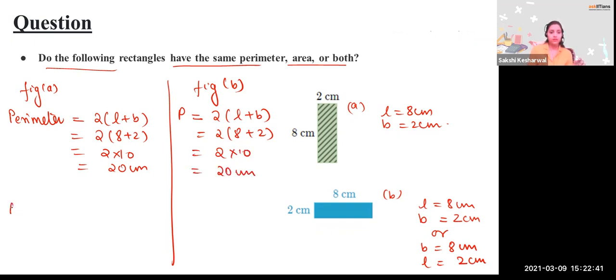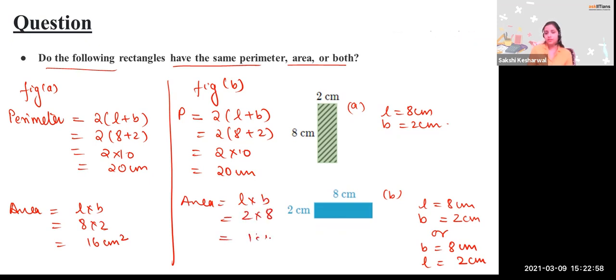Now coming to the area. Area is equal to what? L into B, which is again 8 into 2, which is equal to 16 centimeters square. And this is again an area. Area is equal to L into B, which is 2 into 8. So 2 into 8 is 16 centimeters square. And we know that the addition and the multiplication of numbers are commutative in whole numbers, so it doesn't matter if you take L as 8 or 2.